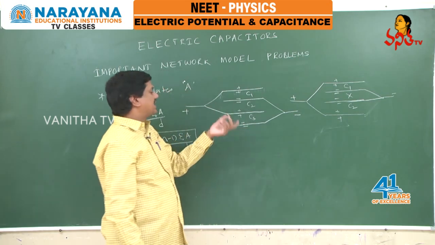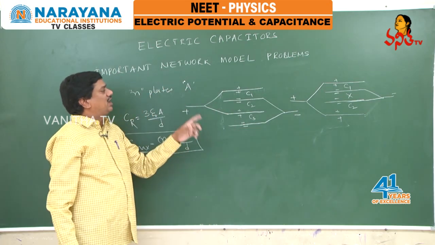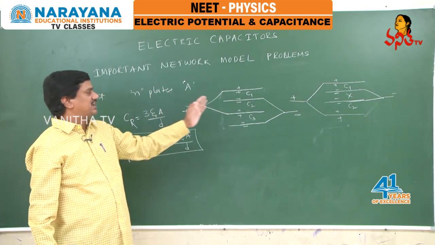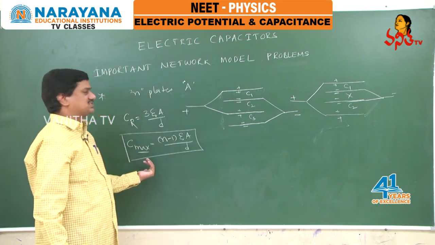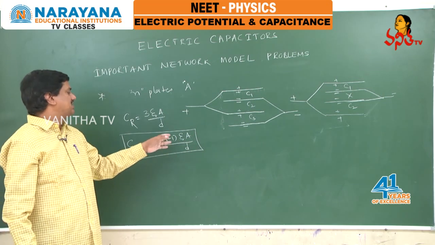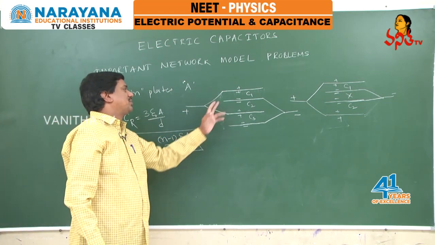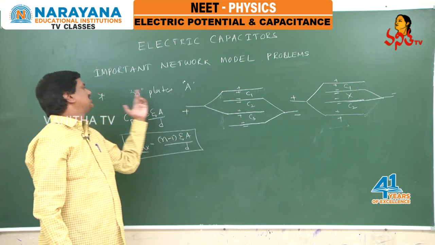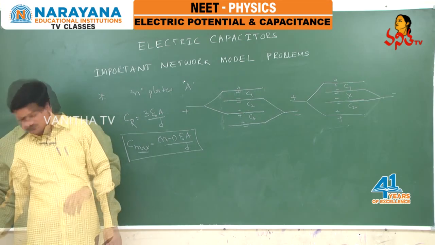See that. And again I am telling the condition. If alternate plates are connected to the positive and negative terminals, we'll get maximum capacitance. And that is, if n plates are used, we'll get n minus 1 into epsilon naught A by D, provided the separation is small. And this model is important.